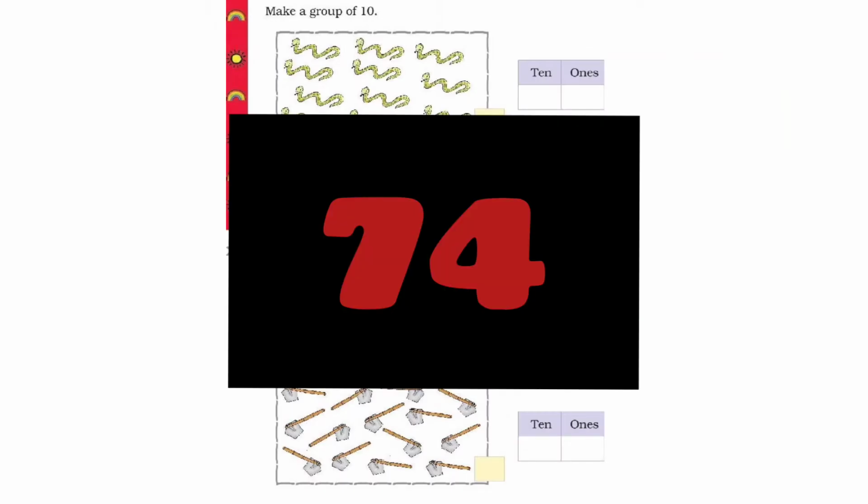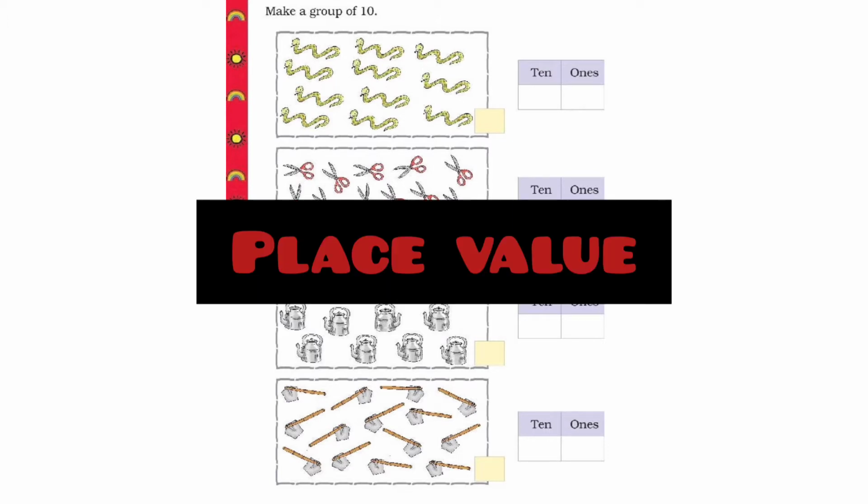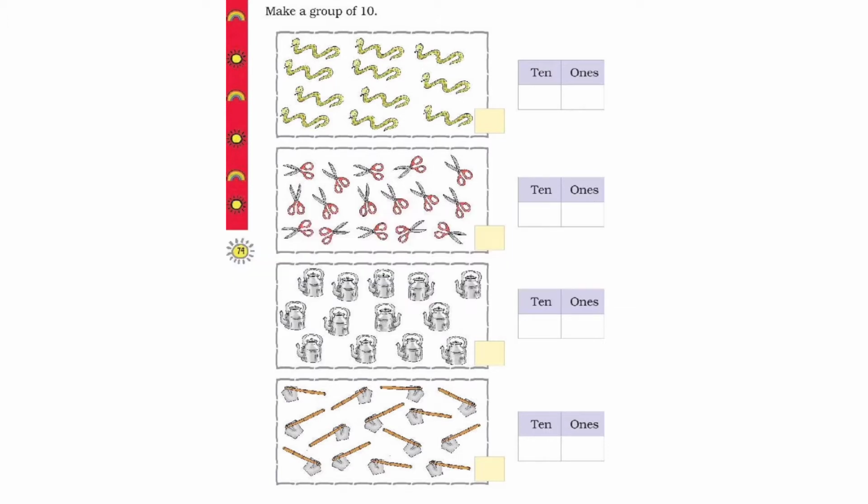Dear children, coming to the page number 74. Here also you will have to make a group of 10. Then you will write the number and you will put the numbers in their place value like we have done in page number 73. I hope that you are able to do this on your own. So please do it by yourself.